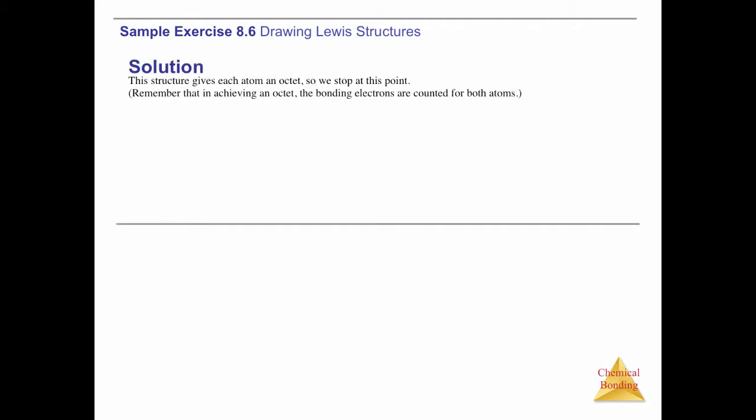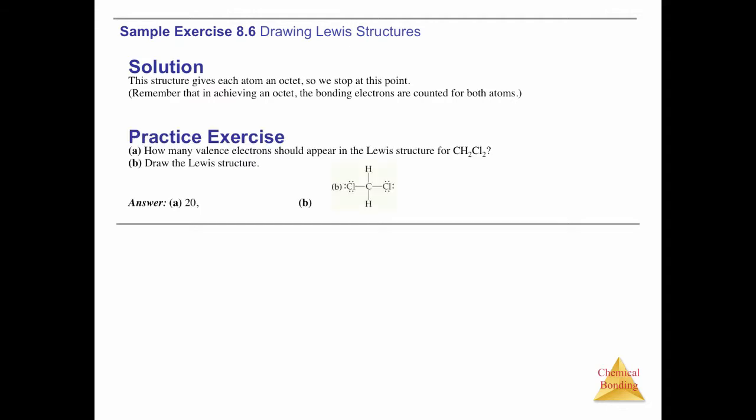This structure gives each atom an octet, so we are going to stop at this point. Remember that in achieving an octet, the bonding electrons are counted for both atoms. So for practice, how many valence electrons should appear in the Lewis structure for CH2Cl2? You're going to add up the valence electrons and then draw the structure.